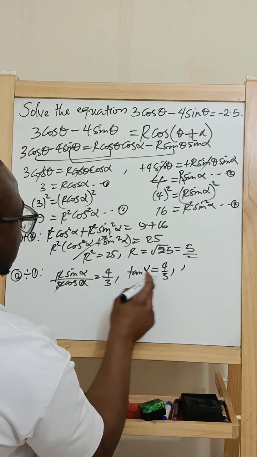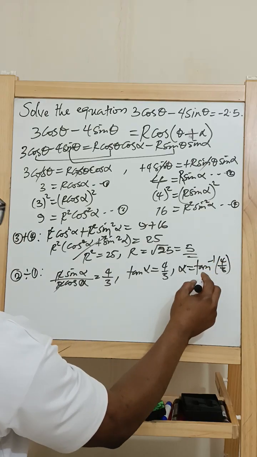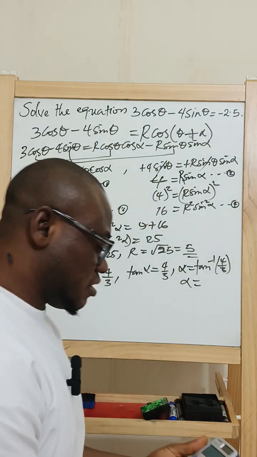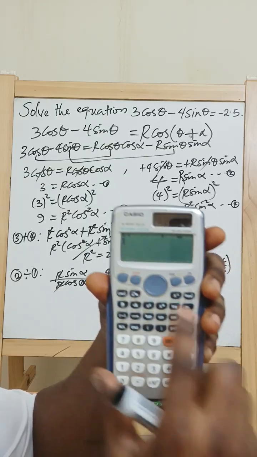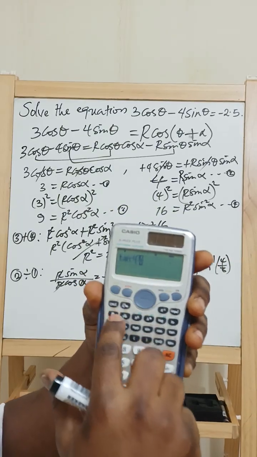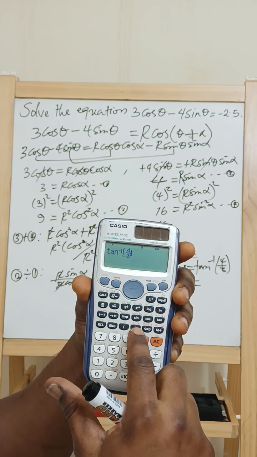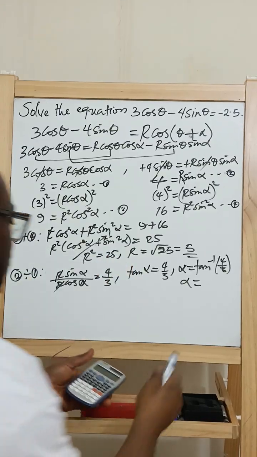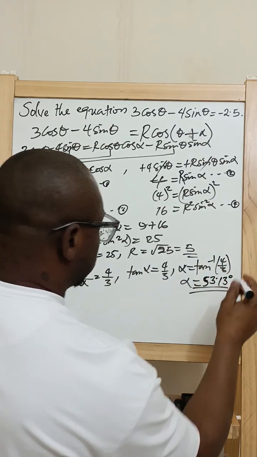Then alpha is arctan of 4 over 3. So what is alpha? If we use our calculator, we can easily get that. We press shift, then tan, put 4 over 3, close the brackets, and click equals. So what do we get? We got 53.13. So that's alpha for us.